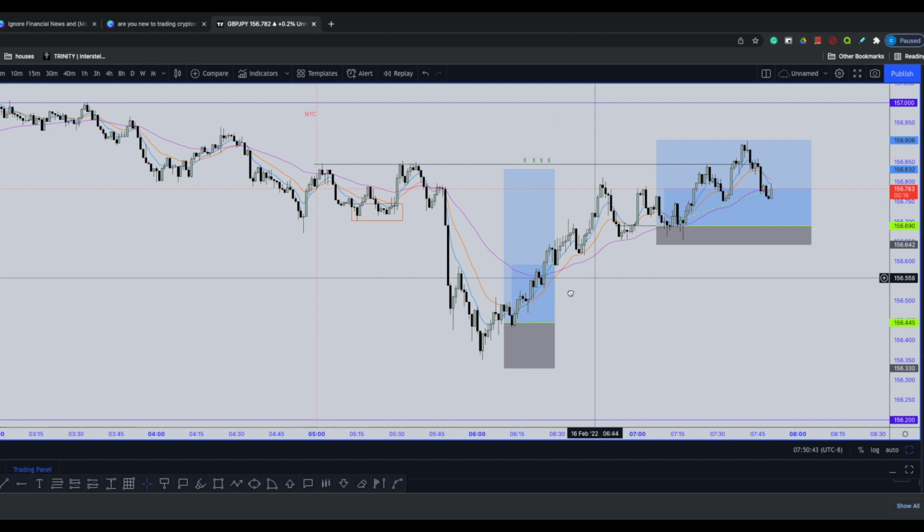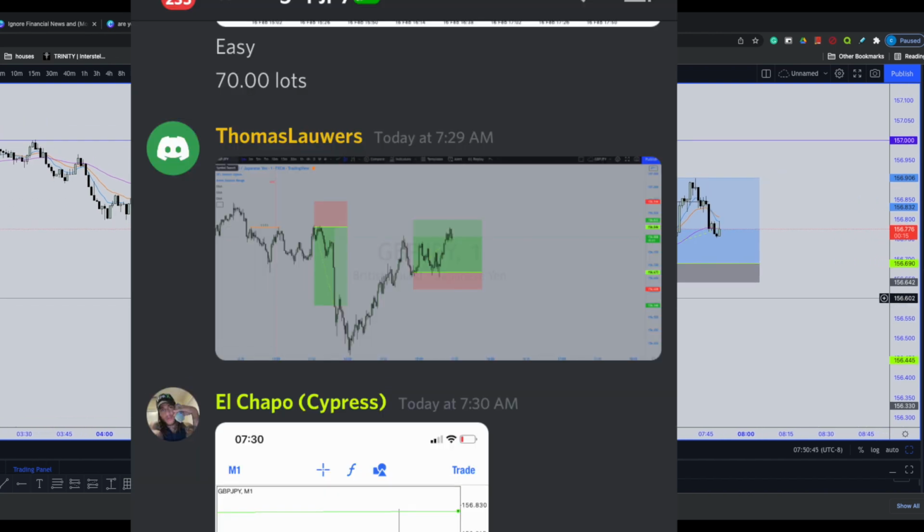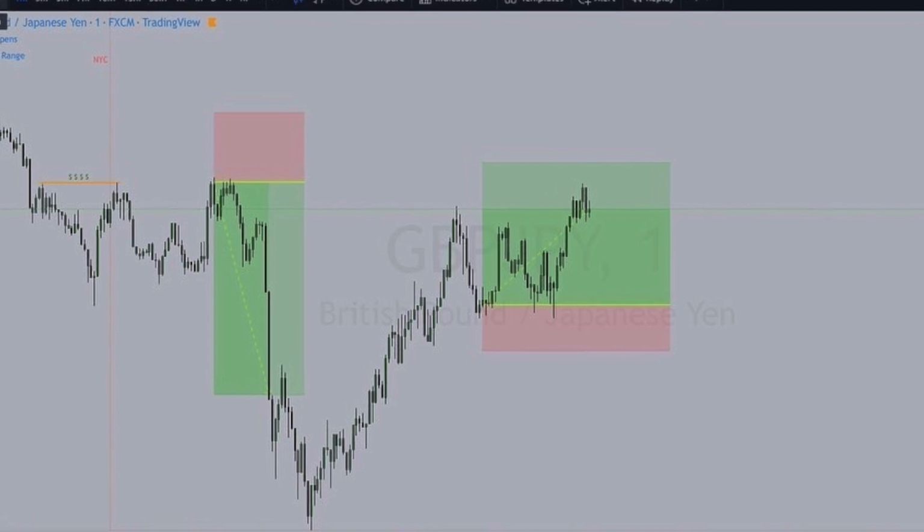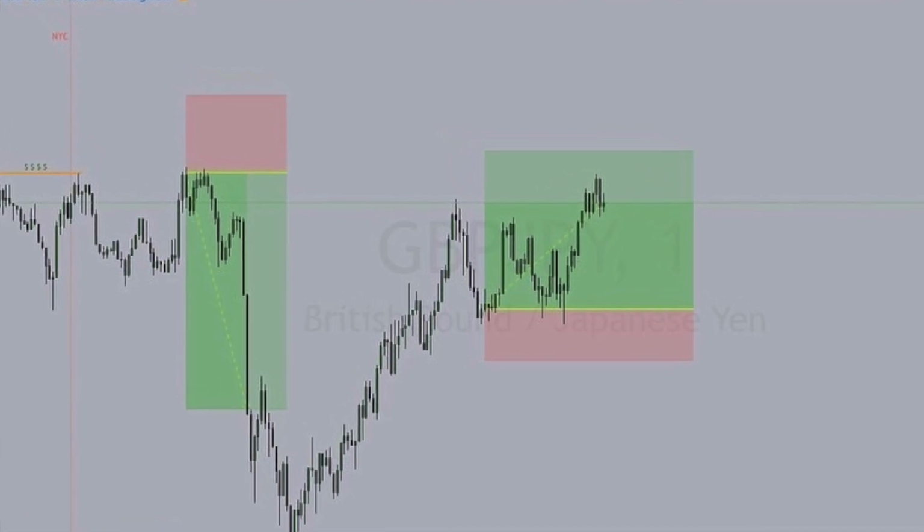And then we also had Thomas. He was another trader on the CYPRX Advanced Course Mentorship who was able to catch the same exact trade as myself. And you guys can see his screenshot here as well.